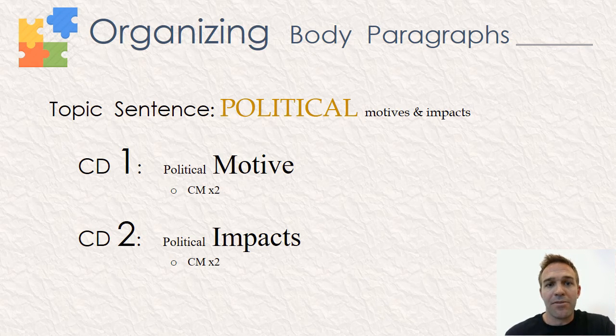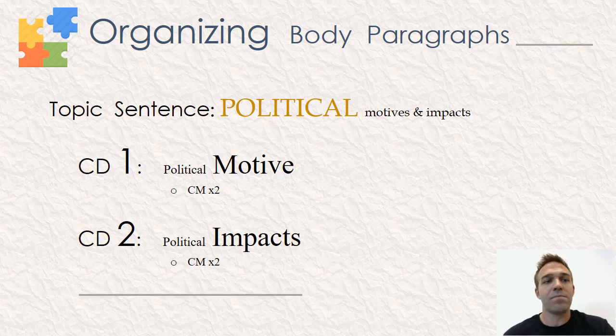For your body paragraphs, you're probably going to be talking about political and social motives. Let's say you're talking about political motives in one paragraph. You're probably going to have a topic sentence that deals with political motives and mentions political impacts or impacts that happened as a result of those political motives. Your concrete detail is going to be about the political motive and your commentary. Then your concrete detail 2 is going to be about the political impacts. So this is a pretty clear structure for how to organize your paper moving forward.